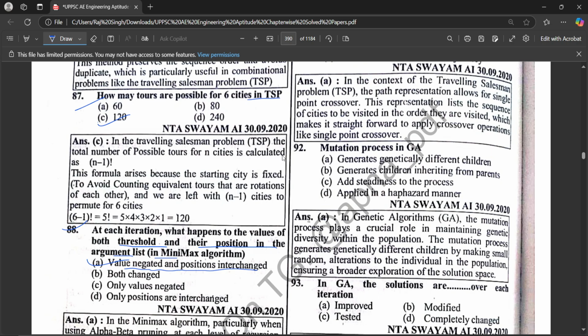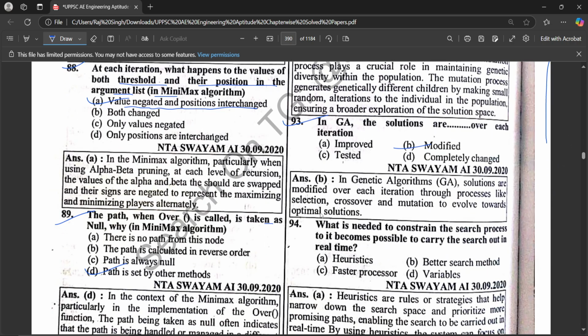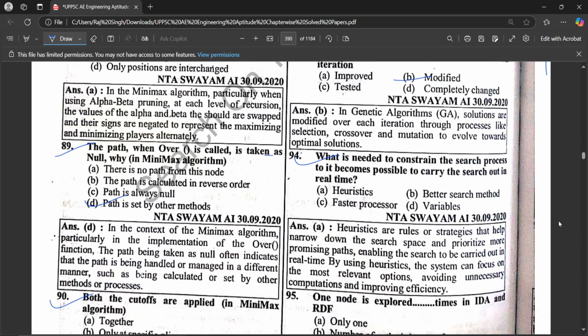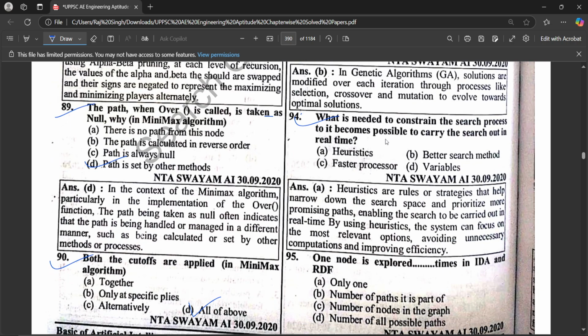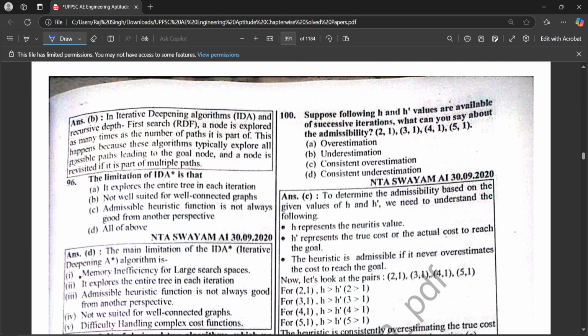Mutation process in GA produces genetically different children. In GA, solutions are modified over each iteration. What is needed to constrain the search process to become possible to carry the search out in real time? Heuristics. One node is explored fewer times in IDA and RBFS, which is the number of joint paths in its path. The limitation of IDA is that it explores the entire trees in each iteration, not well suited for well connected graphs. Admissible heuristic function is not always good for other perspectives, and all of these.